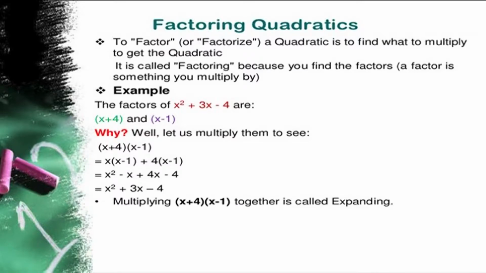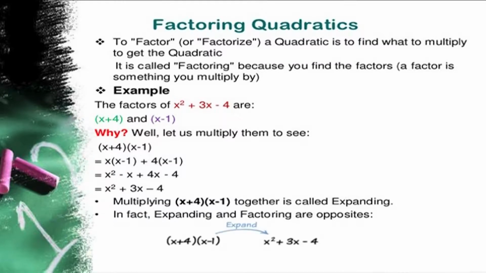Multiplying x plus 4 with x minus 1 together is called expanding. In fact, expanding and factoring are opposites. x plus 4, x minus 1: when expanded, we will get x square plus 3x minus 4. Again, x square plus 3x minus 4: when we factor, you will get x plus 4 and x minus 1.